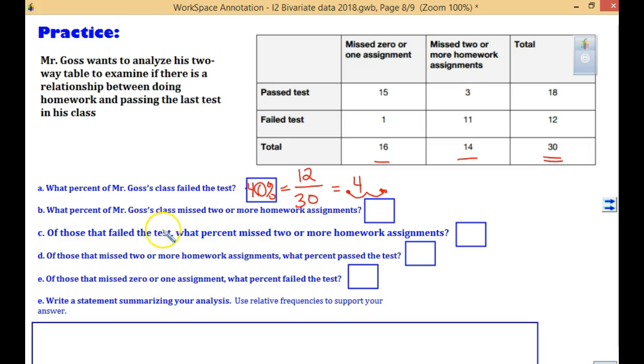So the next one says, what percent of his class missed 2 or more assignments? Do we want to divide by 30, or do we want to divide by the 14? Careful, we want to take the 14 and divide it by 30. 30 is because it says what percent of the class, right? So if we're talking about his whole class, we need to divide by 30. And 14 divided by 30 gives us, so what did you get, Nikita? 0.46 repeating. So we are going to say about 47%.